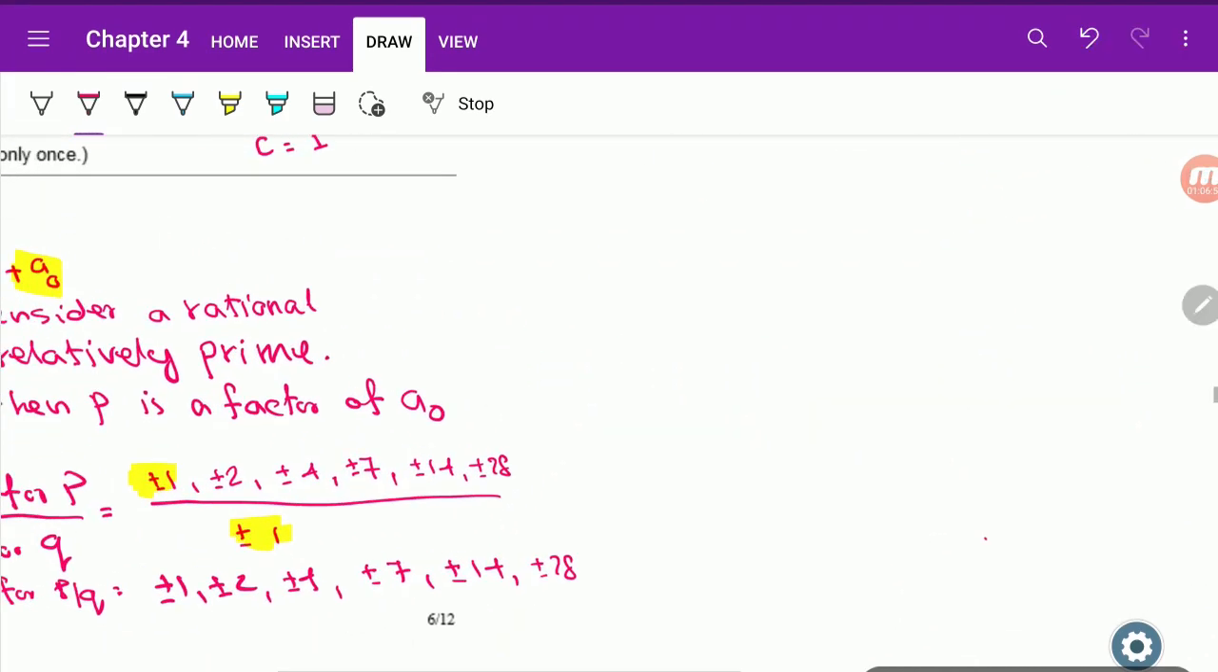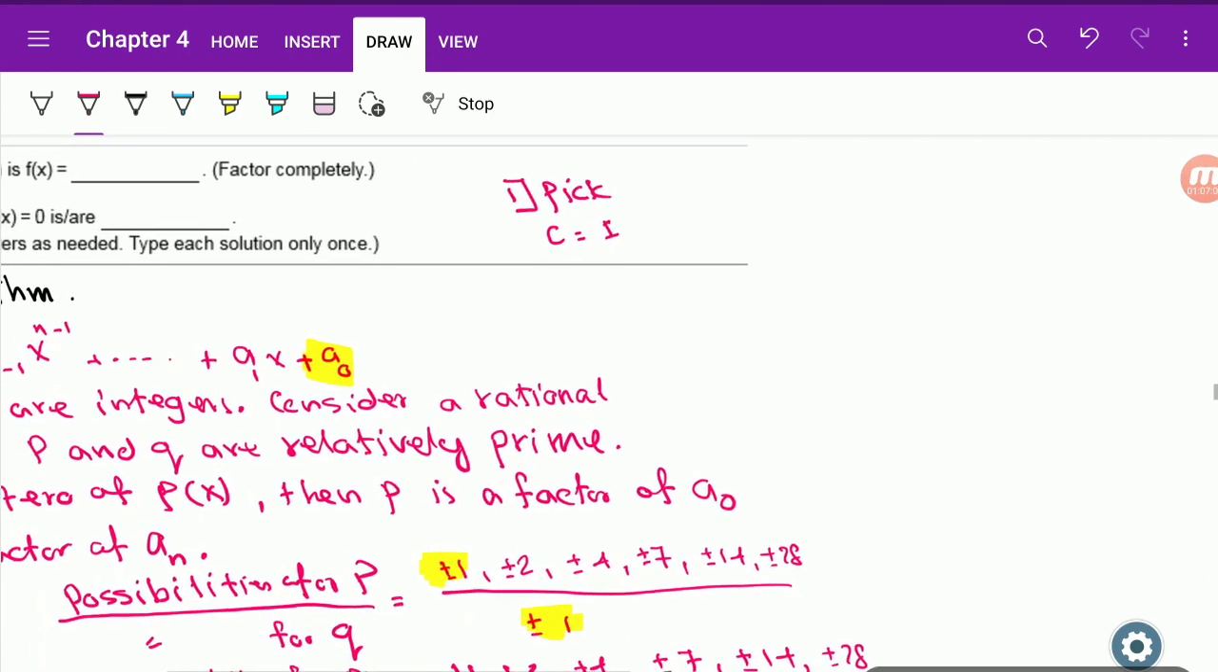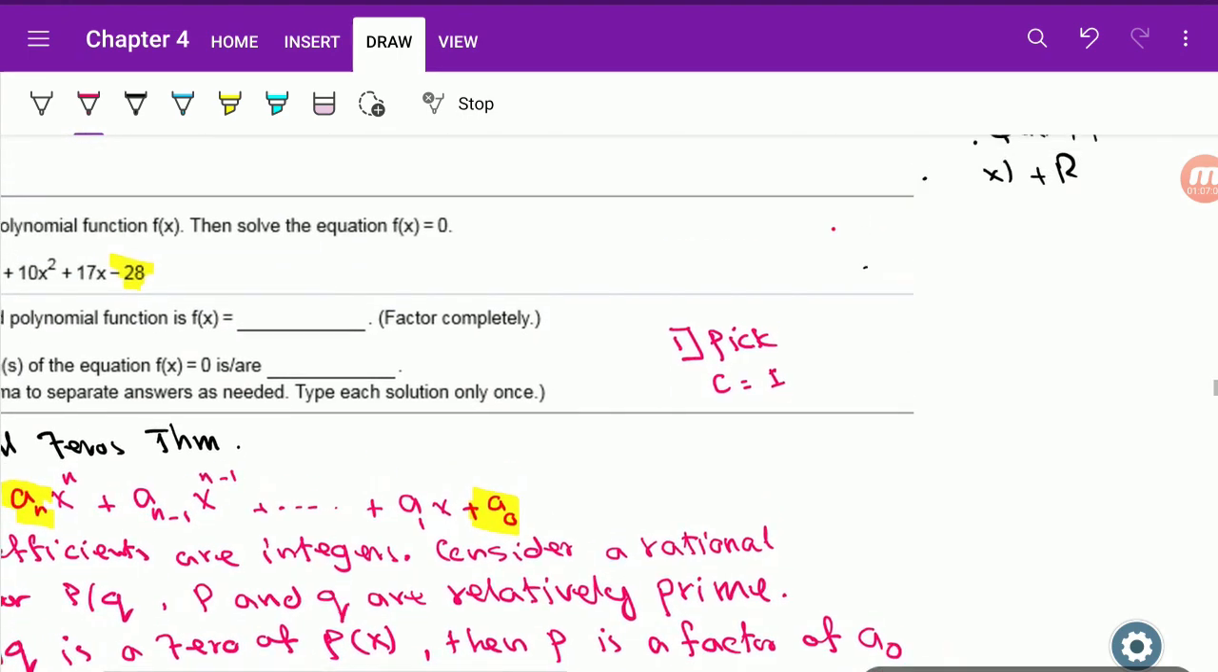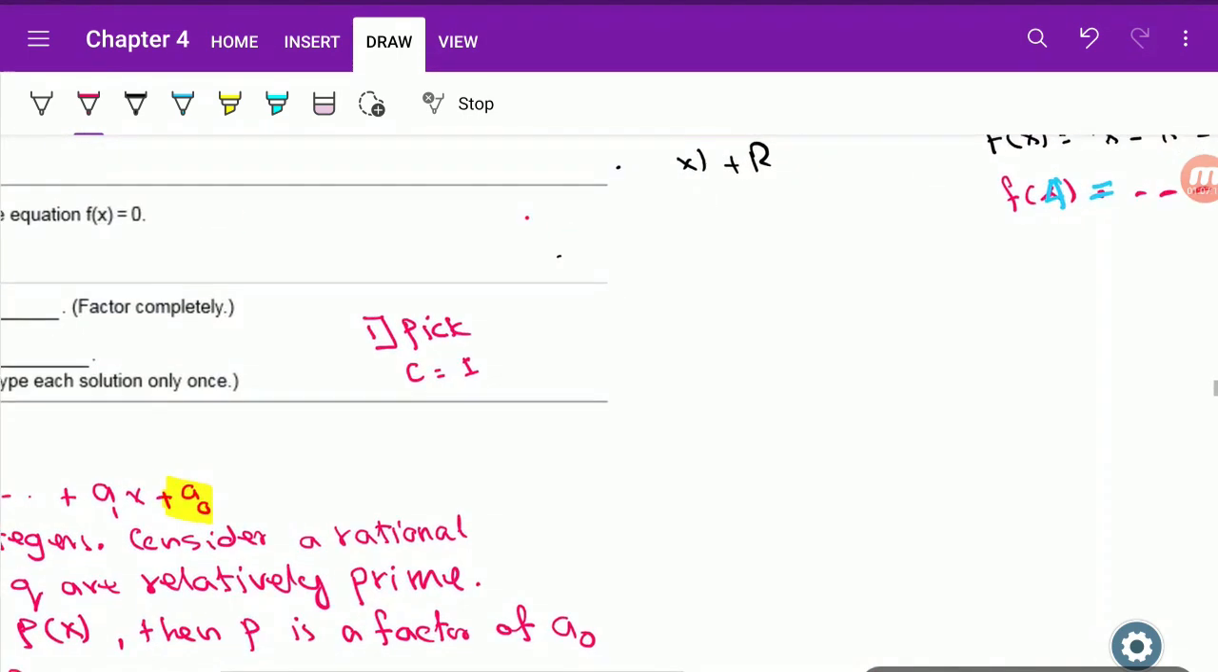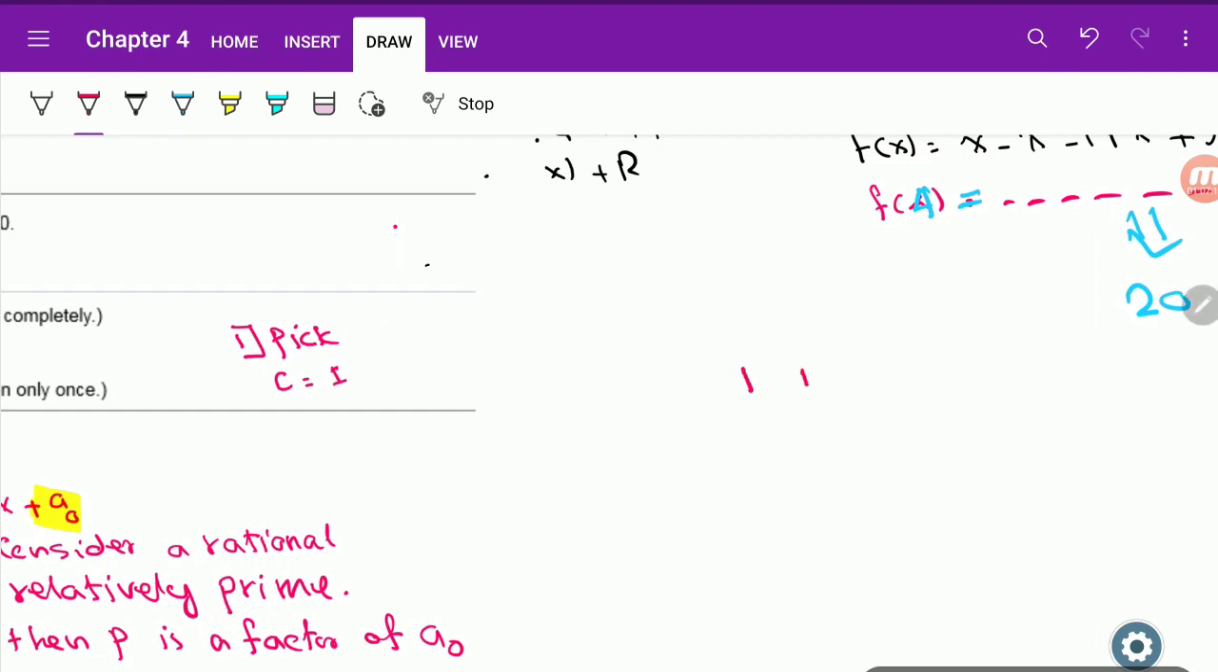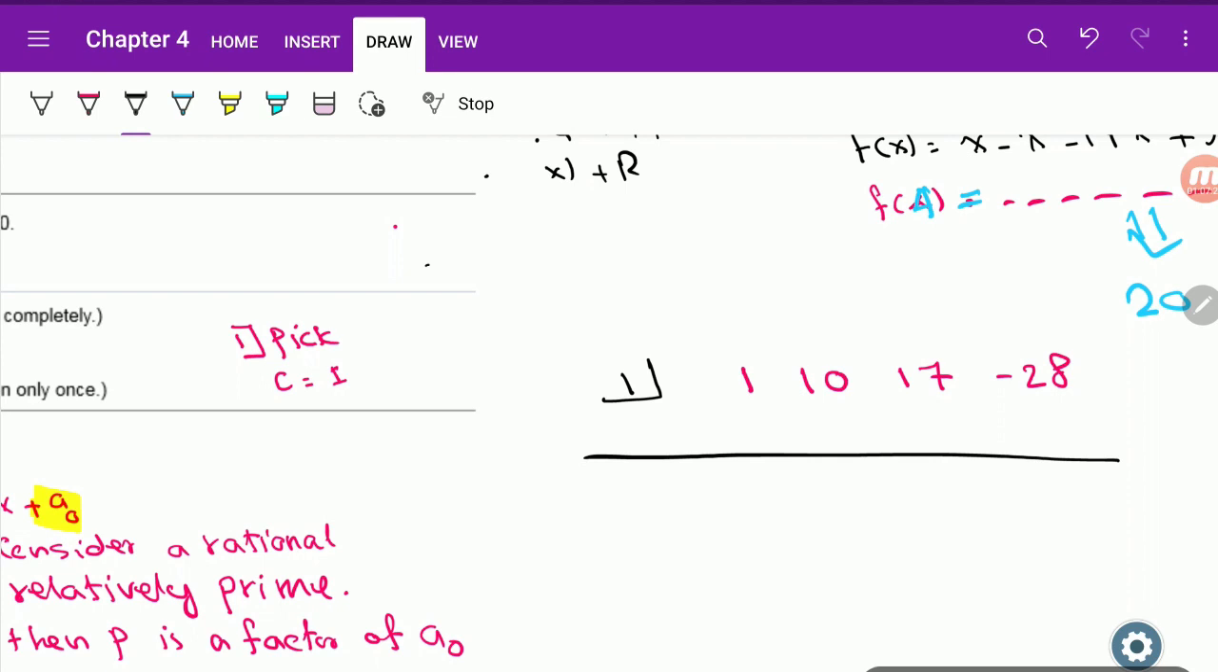So let's try the first one, number 1. The first factor, number 1. Is it going to be a 0 of the function or no? So the synthetic division says, okay, we have 1, 10, 17, and negative 28. Then I'm going to try the first 0, which is number 1. Is it a 0 or no? We don't know. So bring down 1, so we know how to do the synthetic division. Refer to the previous video.